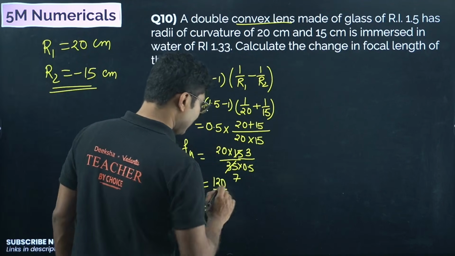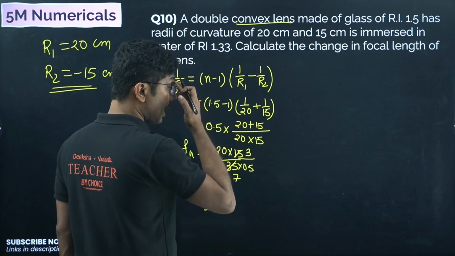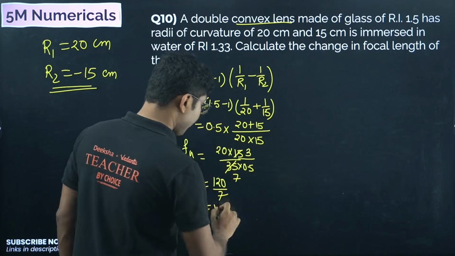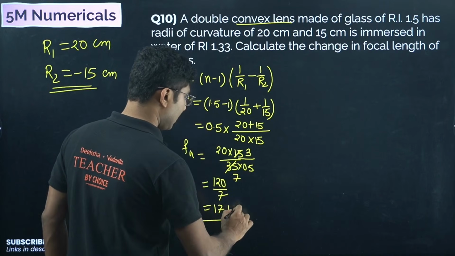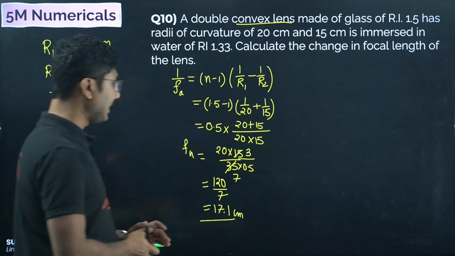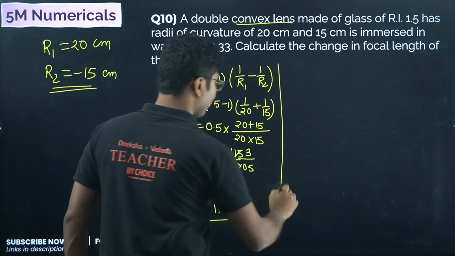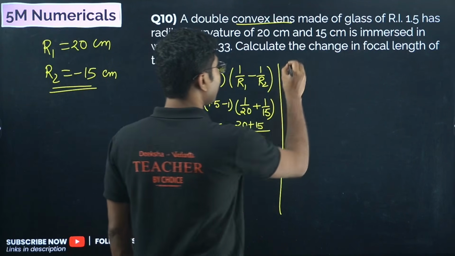But as I mentioned, I generally do not use the calculator. 7 1s are 7, then we have 50, which is 7. So I think it should be 17.1 centimeter. So FA should be 17.1 centimeter. Now again we have to calculate it in water. Okay, we have to calculate in water.